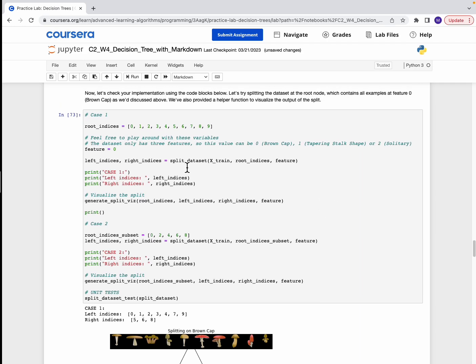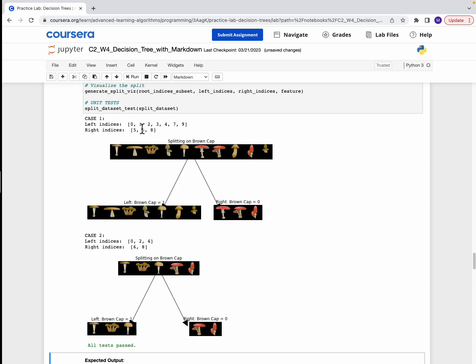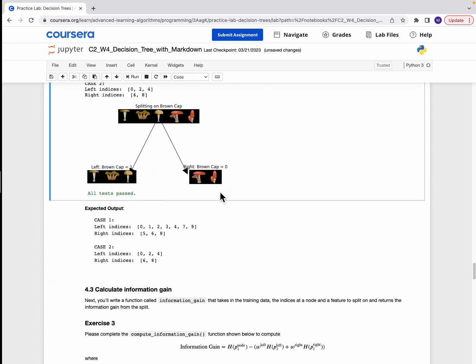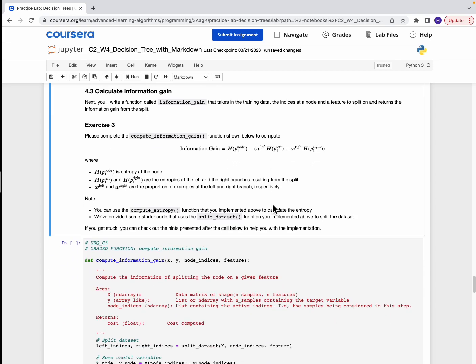And this visualizes it with a graph. So this is what we returned, the left indices and right indices, and this graph shows us that these mushrooms are the brown cap ones and these are the ones that don't have a brown cap. Same with this one. Now we're going to calculate information gain for a particular node using this formula over here.